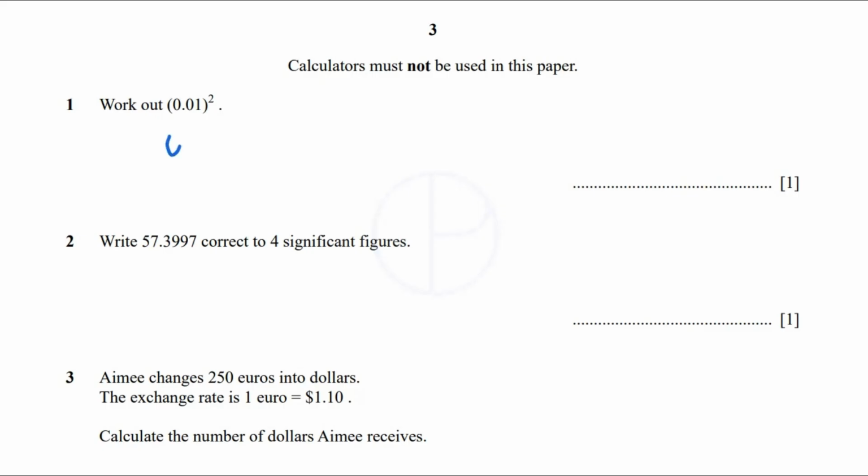This can be written as 0.01 multiplied by 0.01. 1 multiplied by 1 is 1. Here, after the decimal point is 2 digits. Here also 2 digits. So, the result should have 4 digits after the decimal point. So, 0.0001 is the answer.